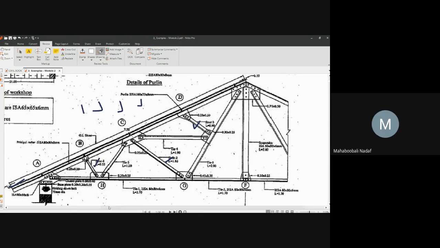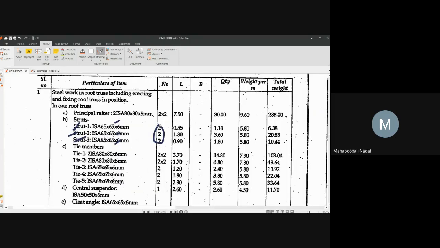Strut number 1, one here, another here. Strut number 2, one here, another here. Strut number 3, one here, one here. So that is why they have written 2, 2, 2. Yes or no? Yes, sir.